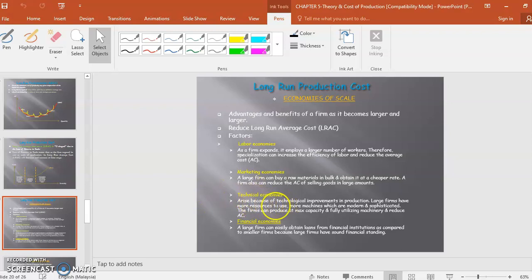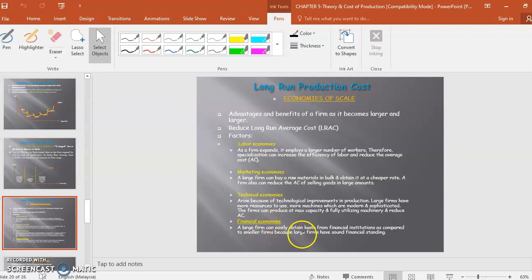Technical economies arise because of technological improvement in production. Large firms have more resources to use, more machines which are modern and sophisticated. The firm can produce at maximum capacity, fully utilizing machinery and reduce average cost. Normally firm besar will use advanced or modern technology to produce goods and services. So bila guna mesin yang canggih, firm boleh reduce cost kat situ and boleh produce dengan banyak sekali.